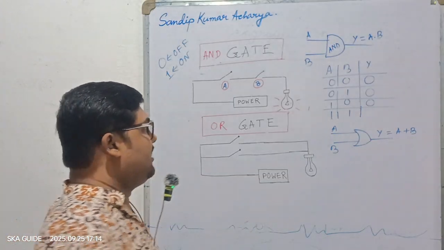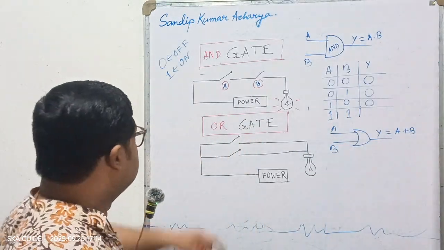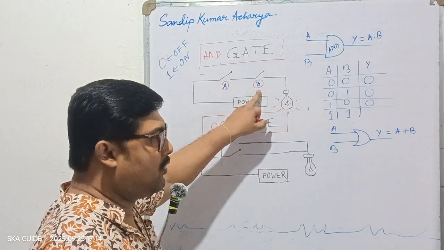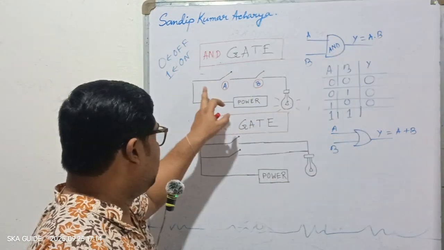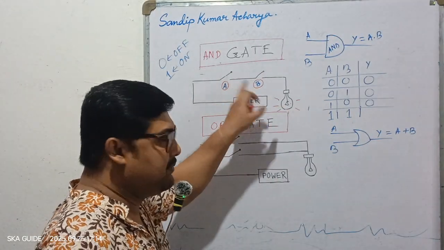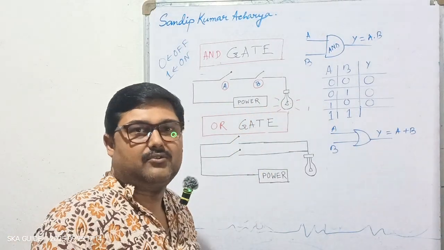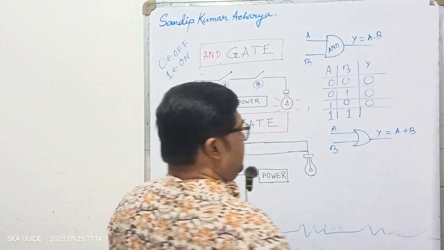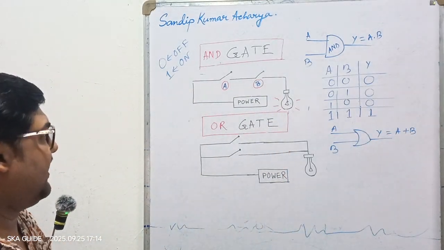Only when we have 1 1, that means this switch is also on, it is also connected, so the line is connected and the power supply can easily reach the bulb via these two switches A and B, for 1 and 1. So the bulb will give light, it will glow. Now we have an output of 1. So this is the concept of AND gate.